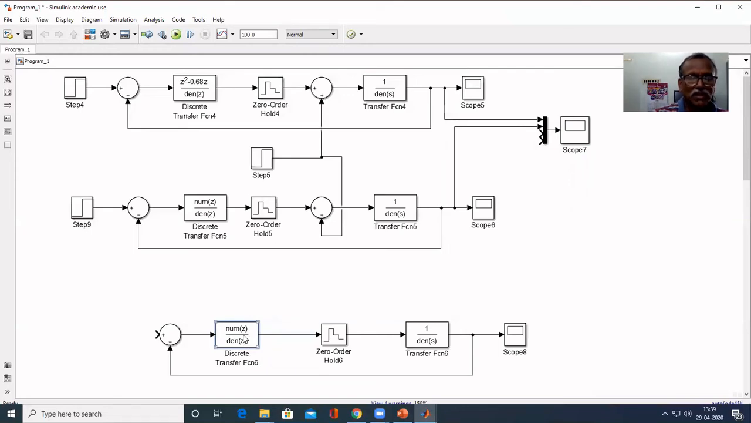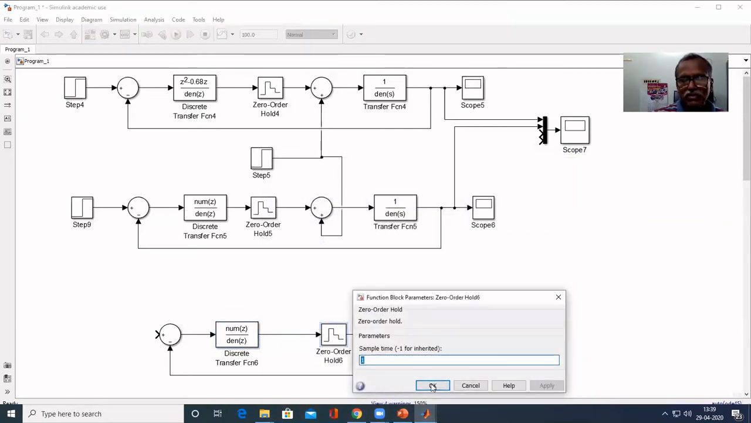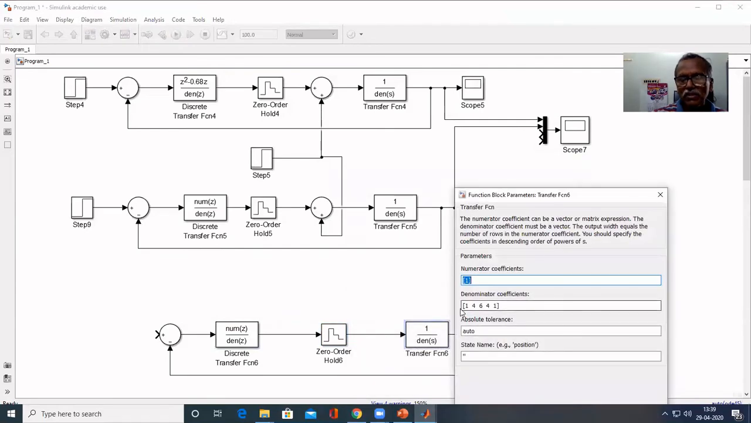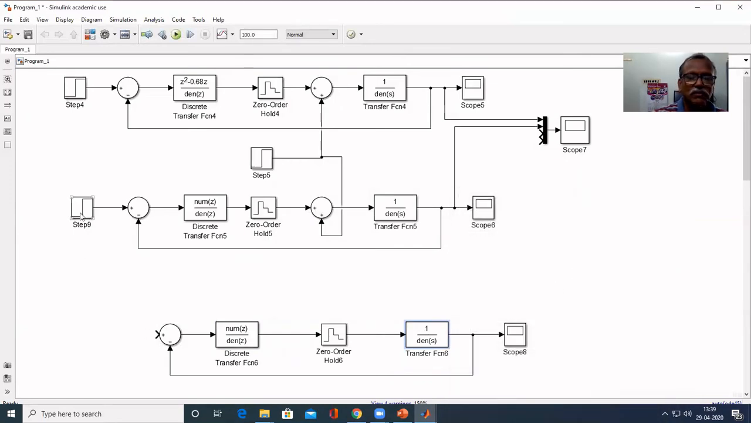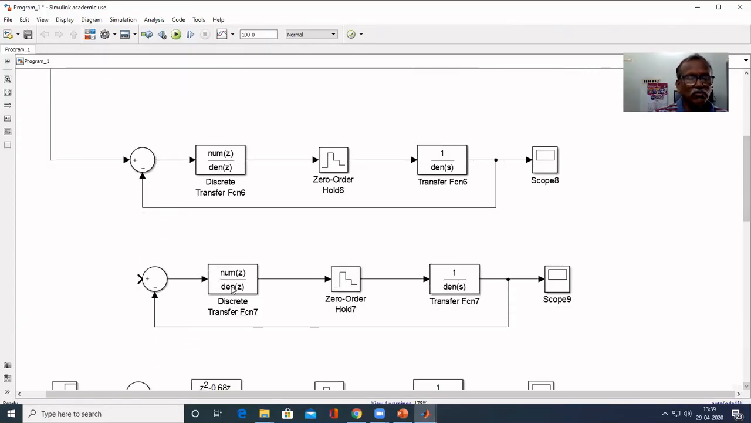This digital transfer function acts as a digital controller. Its sampling time is 1, and now we have to check the zero order hold. It is also having a sampling time of 1. The transfer function is a fourth order system, 1 over (s+1) to the power 4. Now we have to include a step input for servo. So let us connect it here. Why do we have to have a separate step function? Here also it can be removed and connected here, so that for all controllers this one block will give the set point.